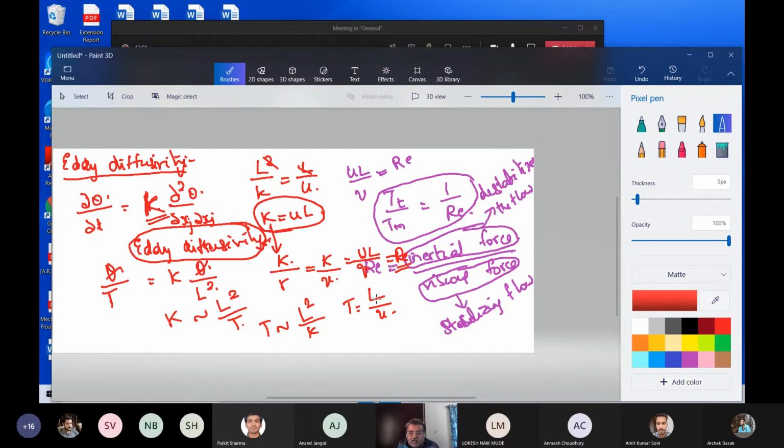Now there is another type of similar exercise that you could carry out.